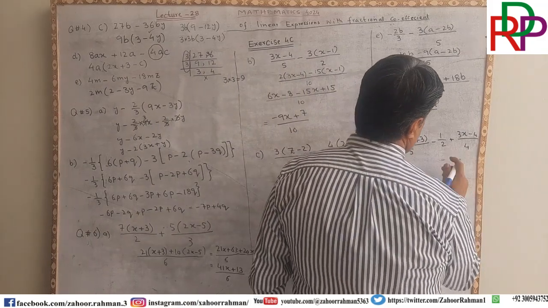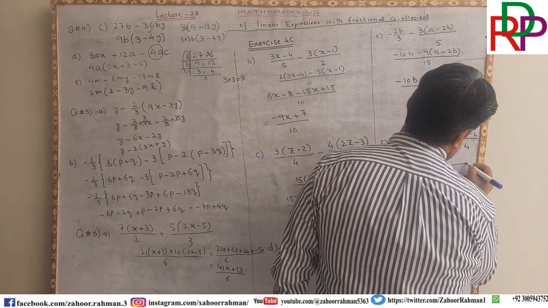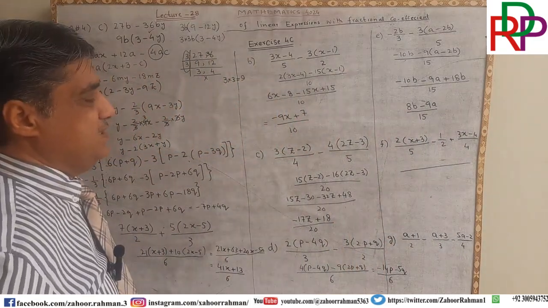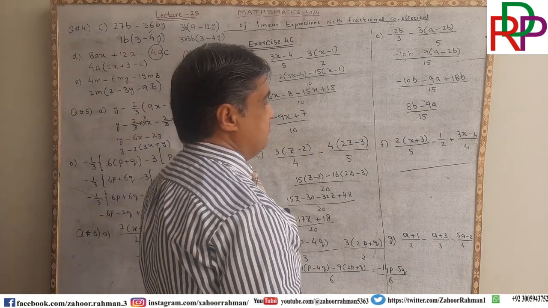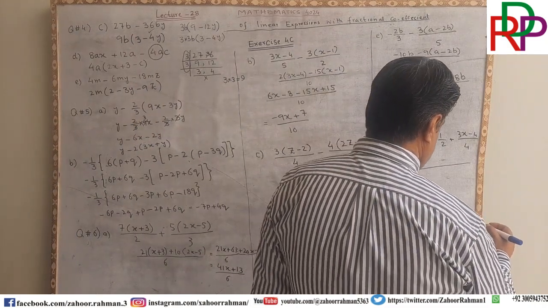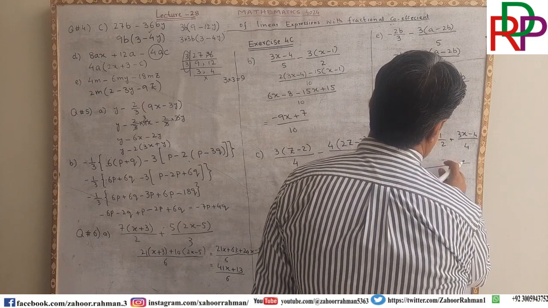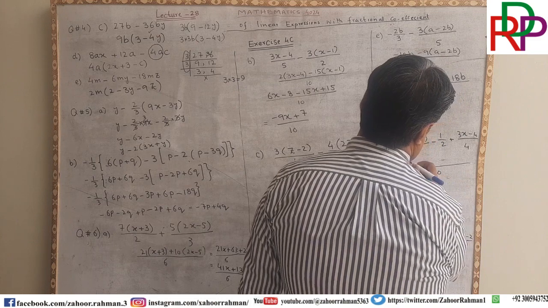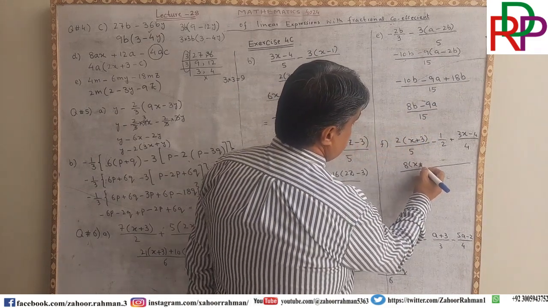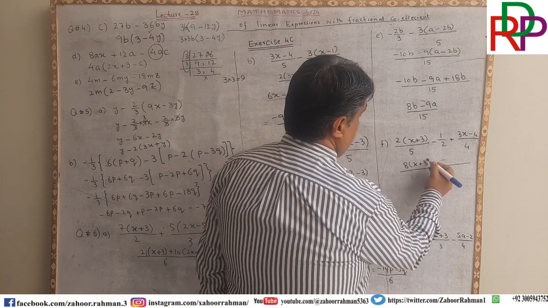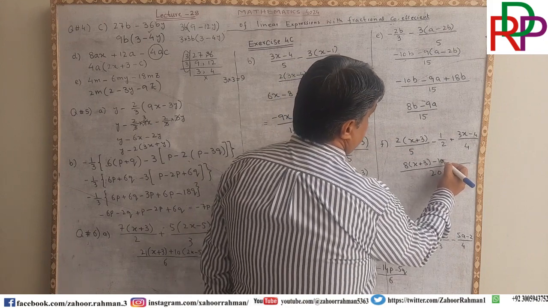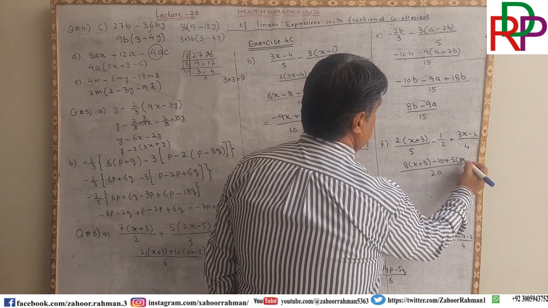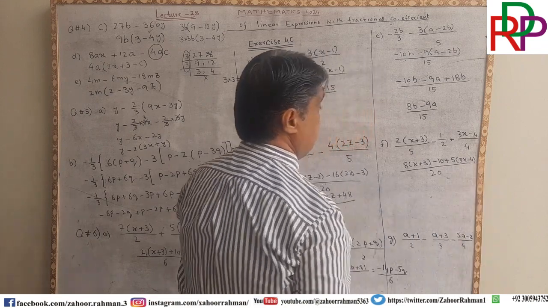Now there are three terms, but it doesn't matter if there are 15 terms as well once your basic concept is clear. So here I am taking the LCM as 20. So 8 into x plus 3 minus 10 plus 5 into 3x minus 4.